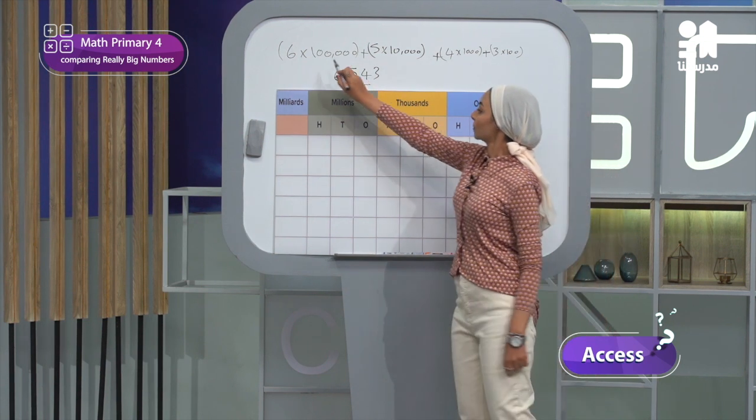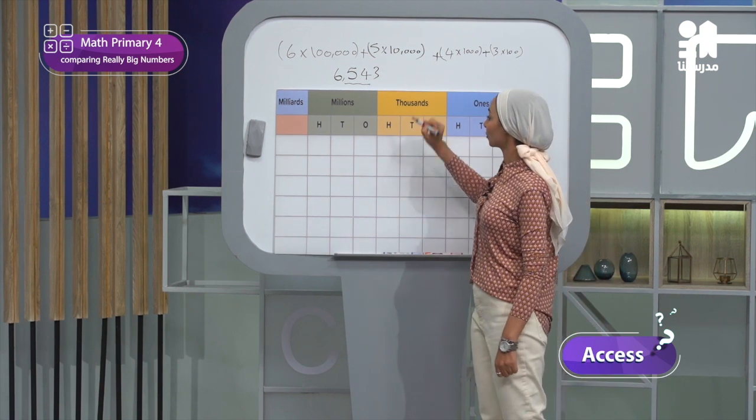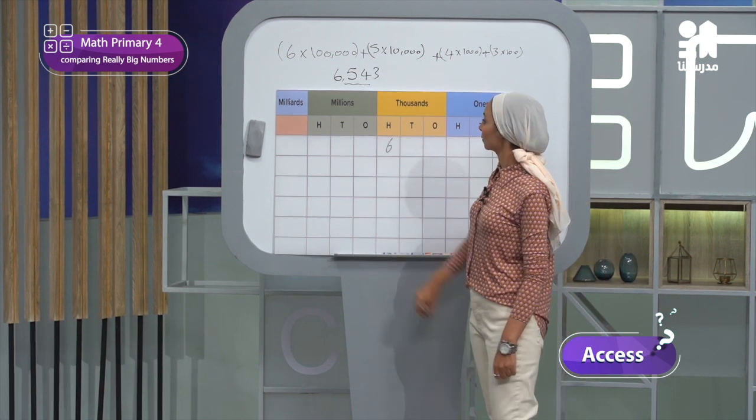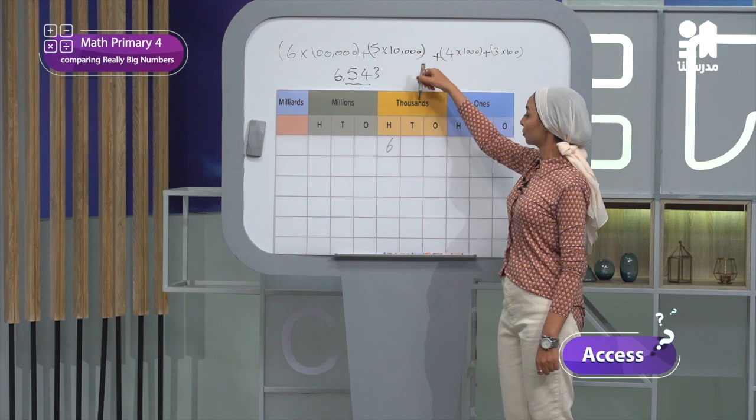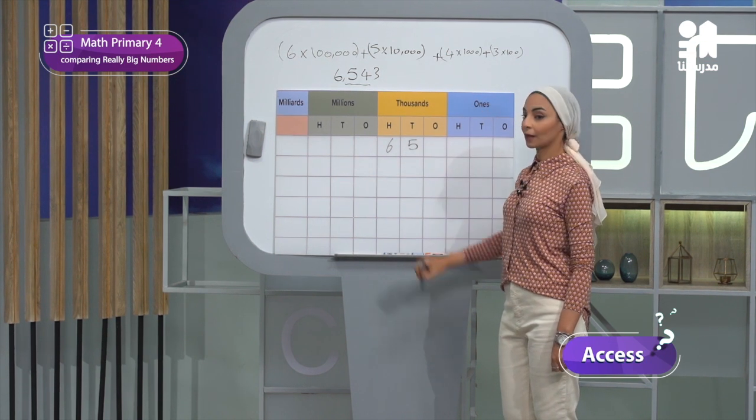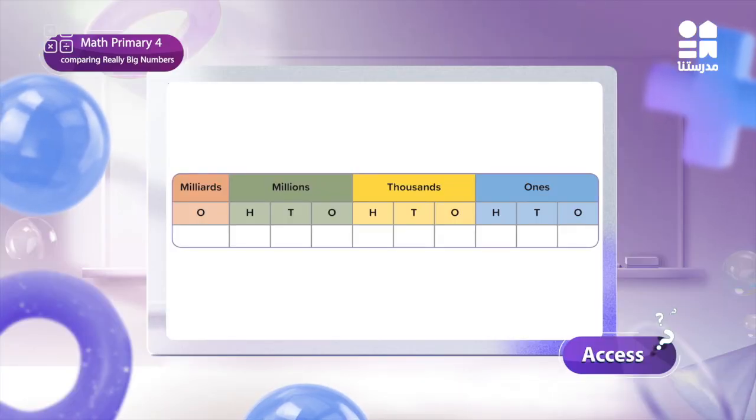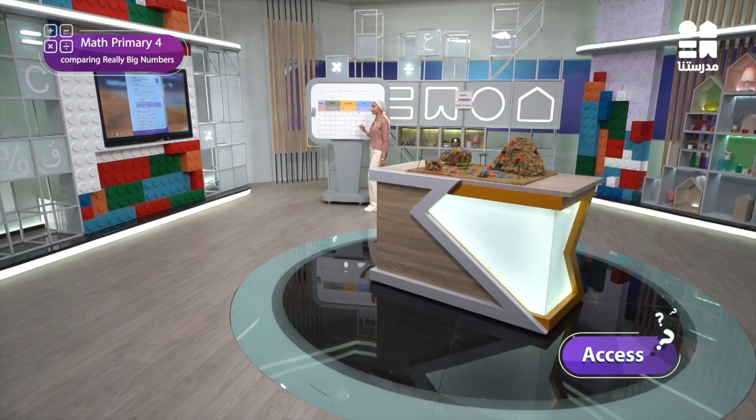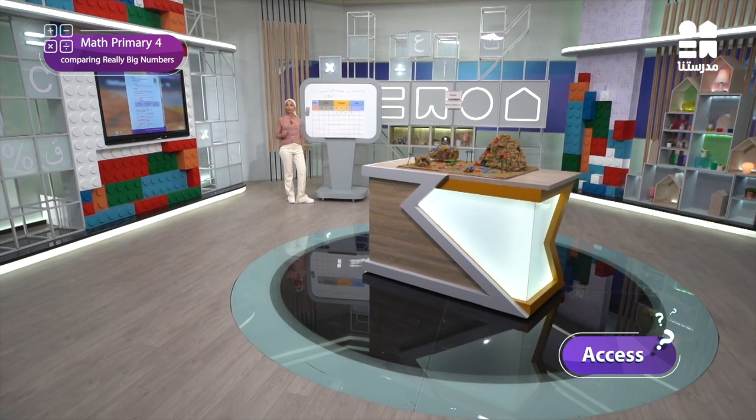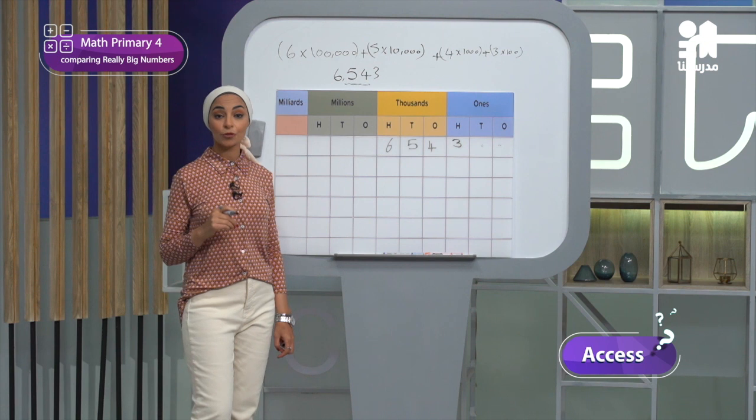So 6 times 100,000 هعملها ازاي؟ I'll put it where? Yes, I'll put it under the 100,000 to be 6 in the 100,000 plus 5 times 10,000. So I will put 5 under the 10,000. Then 4 times 1,000, I'll put 4 under the, yes, under the 1,000. 3 times 100, I'll put 3 under the 100. Now, is there a digit in this number we can put in tens and ones? Is there? Okay, the standard form of the number, if we read it from the chart, is supposed to be what?